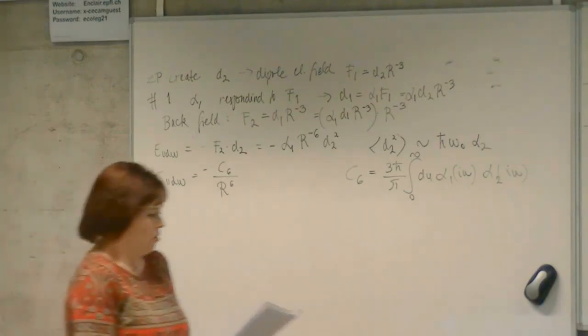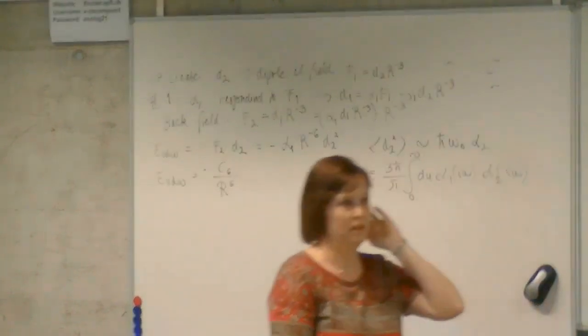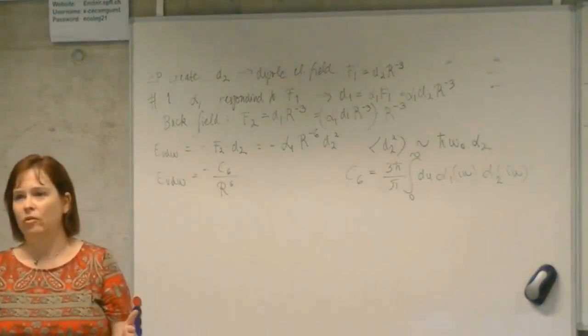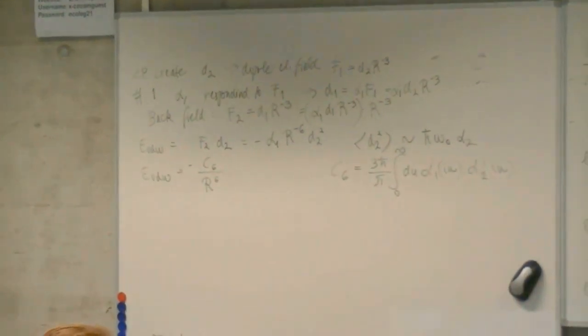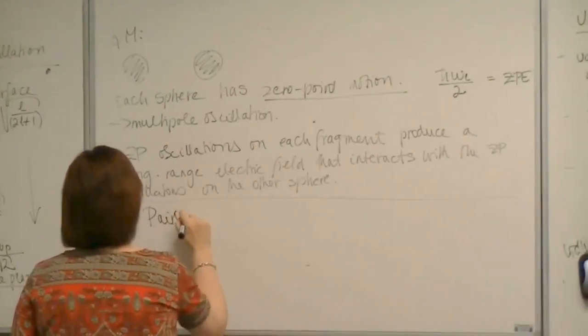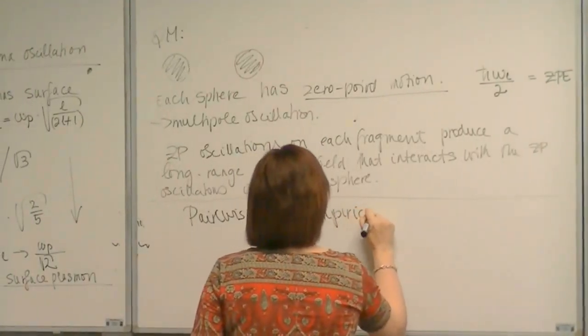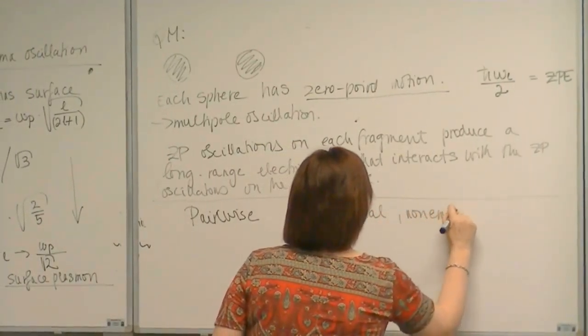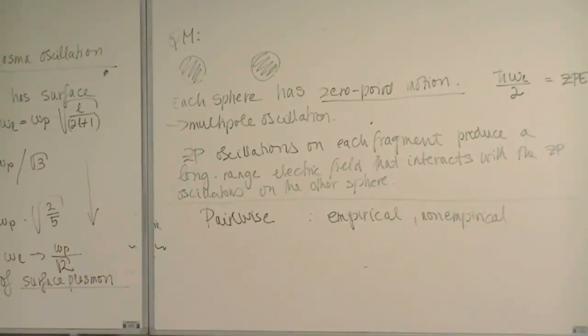Okay, now I'm afraid I'm running out of time, so the approximations. Basically we have to make approximations for the polarizability. Why is that? Because we don't really know the spatial dependence of the polarizability. So there are basically two kinds of approximations, empirical and non-empirical. I'm not necessarily looking at pairwise approximations only.